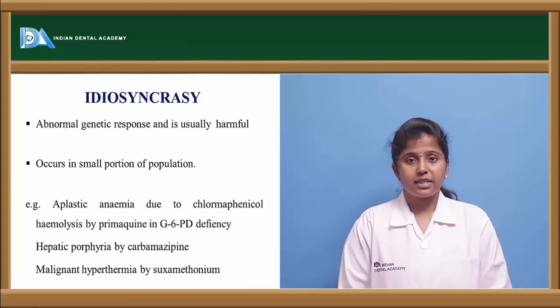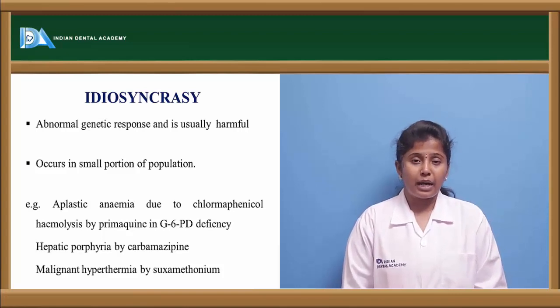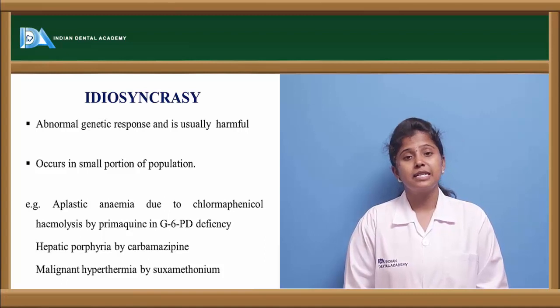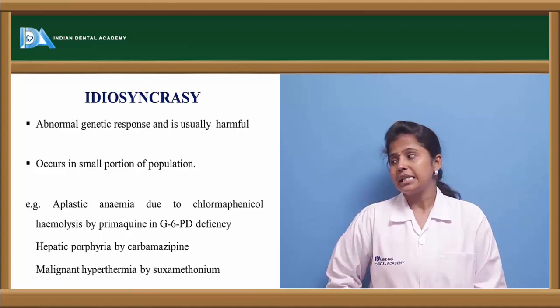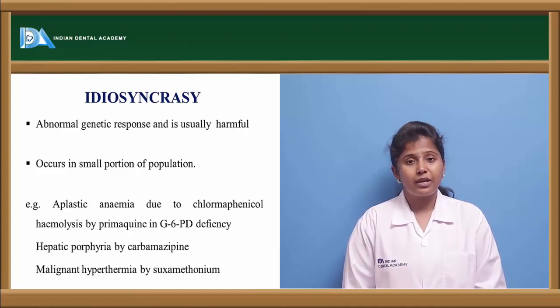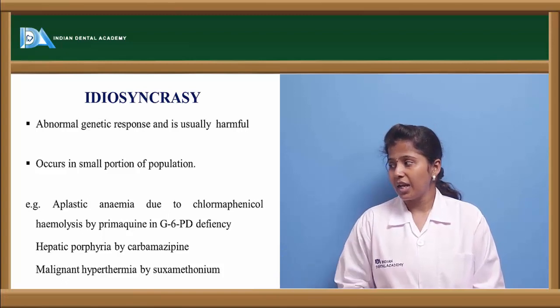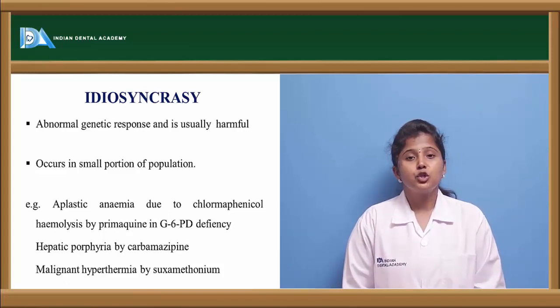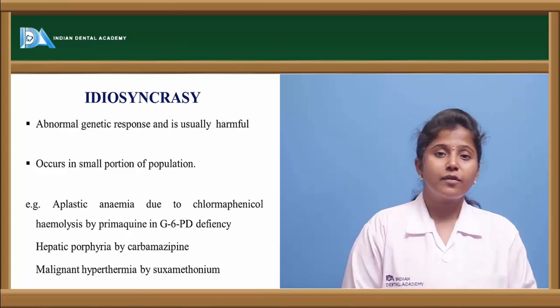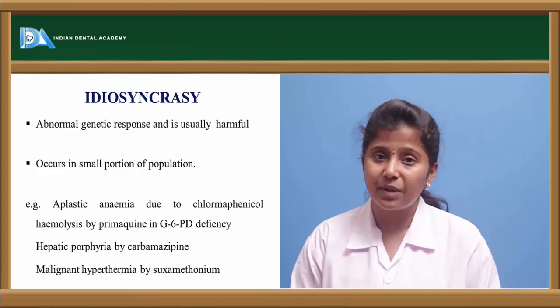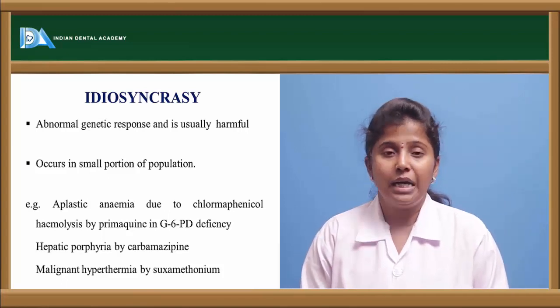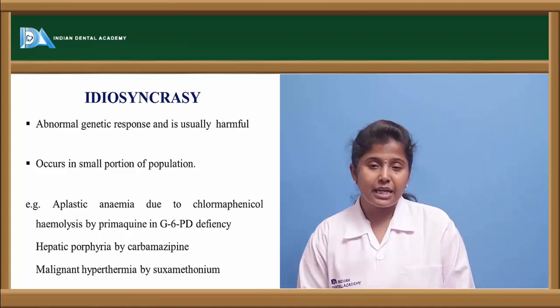The other one is idiosyncrasy. Idiosyncrasy is nothing but a genetic abnormality. Because of the genetic abnormality, if there is any abnormal functioning in the liver, or any deficiency of an enzyme, or any abnormality in the receptor action, that leads to various drug responses or various drug reactions. This process is called idiosyncrasy. The example is again aplastic anemia, which is shown by the drug chloramphenicol in the deficiency of glucose 6-phosphate dehydrogenase. If a person has glucose 6-phosphate dehydrogenase enzyme deficiency and takes chloramphenicol, that leads to aplastic anemia.